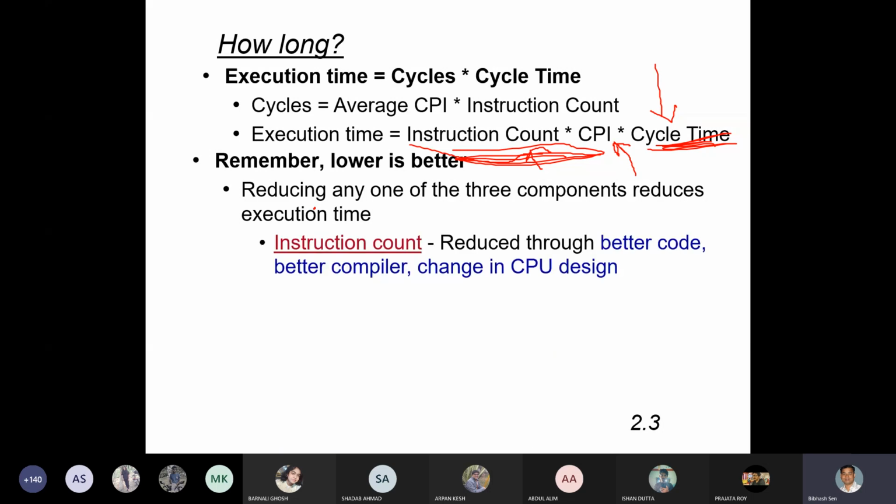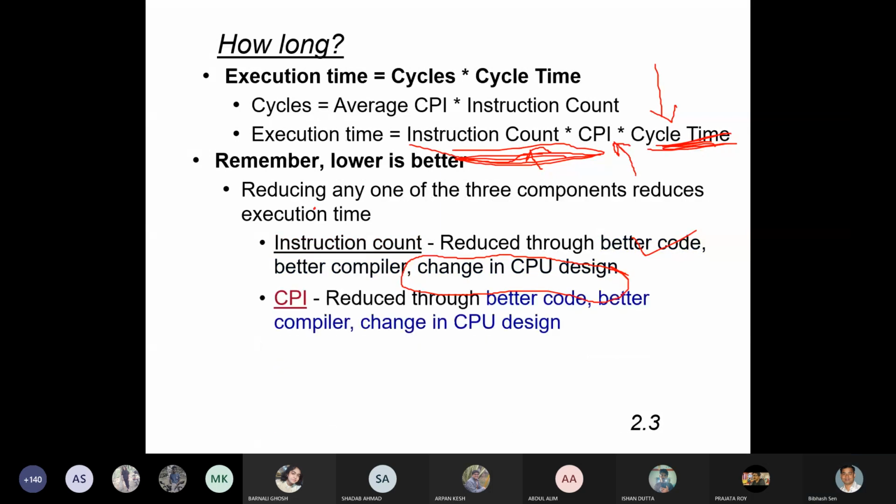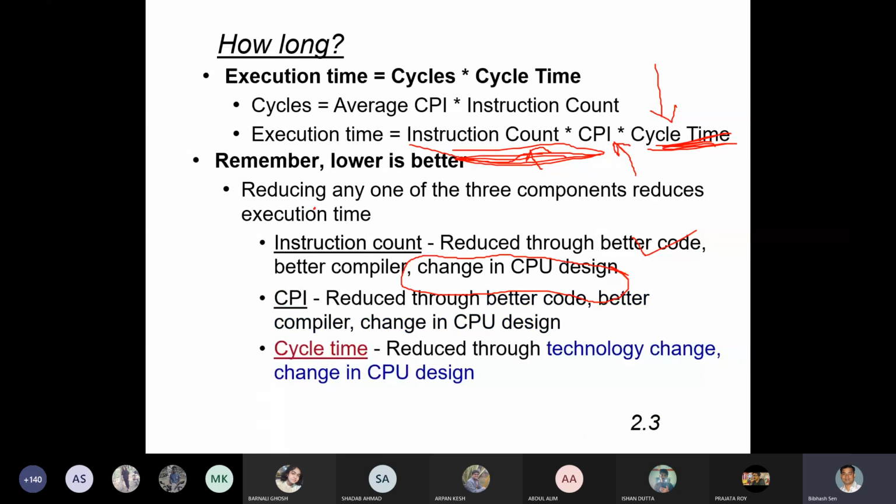So instruction count is reduced through better code, better compiler, and change in CPU design. Generally we go for this because existing hardware is costly, so we can't change it randomly. CPI, that means clock cycles per instruction, is reduced through better code again, better compiler, and change in CPU design. And cycle time depends directly on hardware technology change, not in our hand.